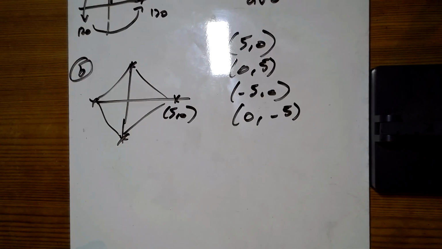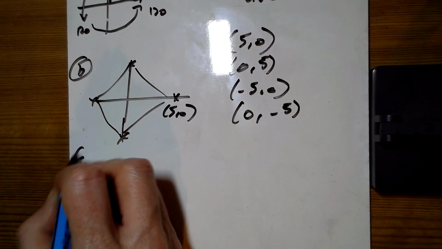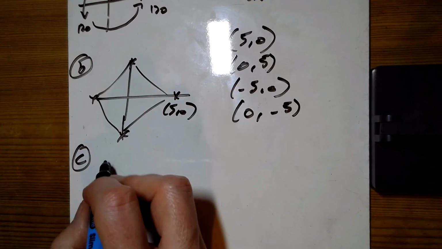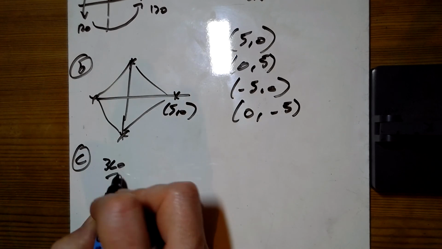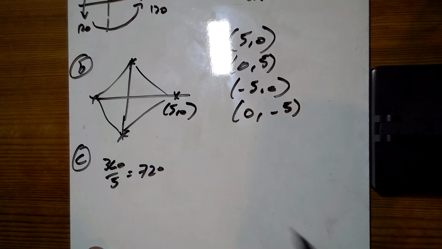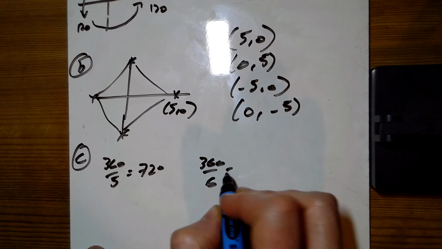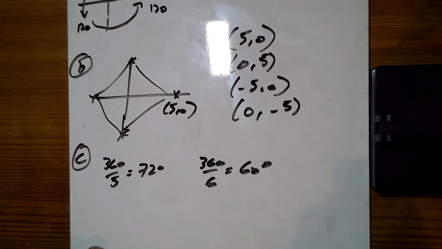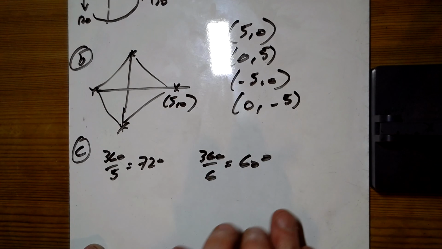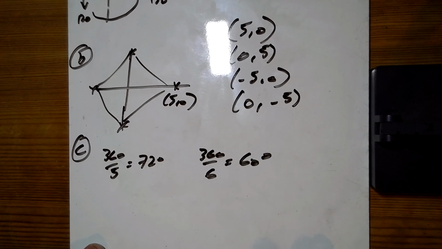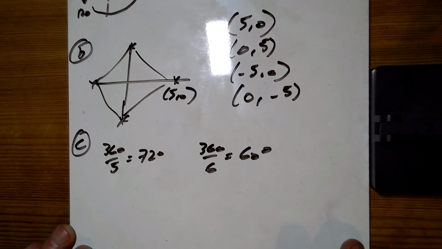That's a square there. For part C, because it's a pentagon, 360 divided by 5 is 72 degrees for each one as it goes round, and a hexagon, 360 divided by 6 equals 60 degrees for each of them. I just think that's easier than the alternative versions, but it's nice to see there's lots of different ways of doing that.